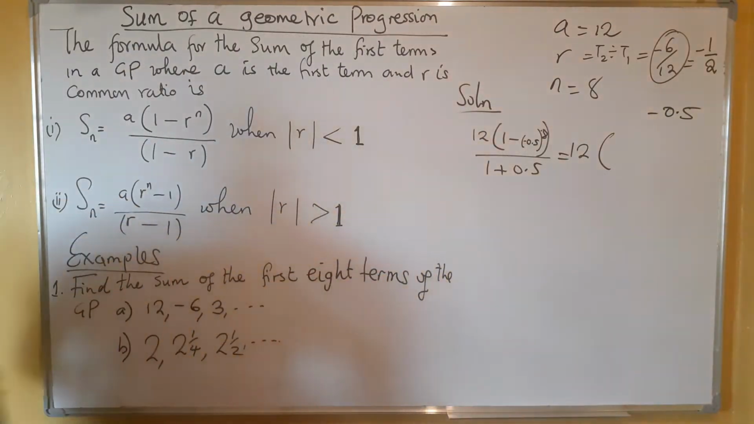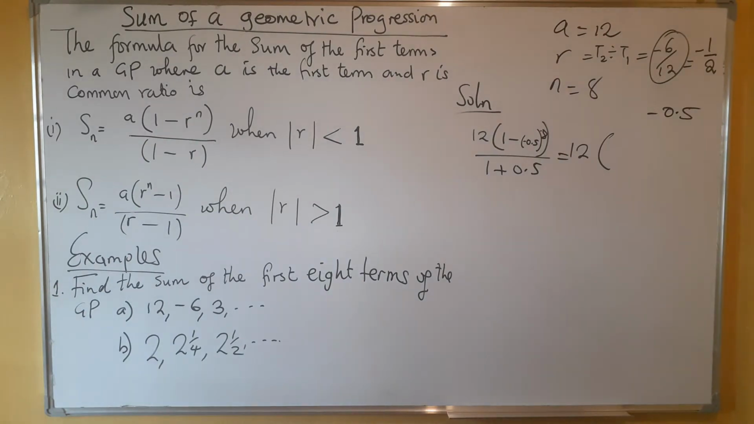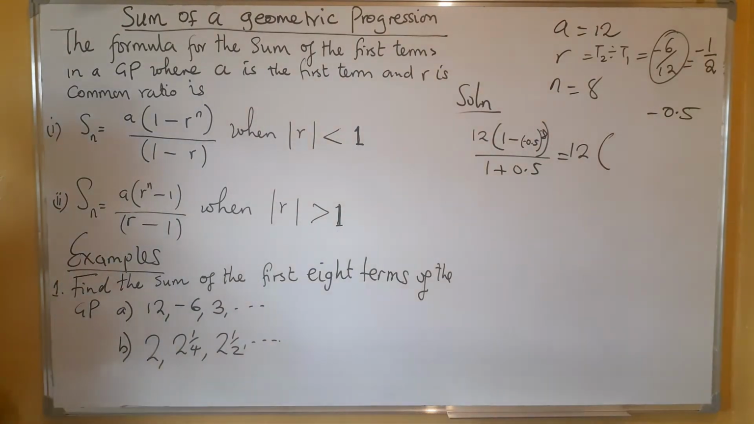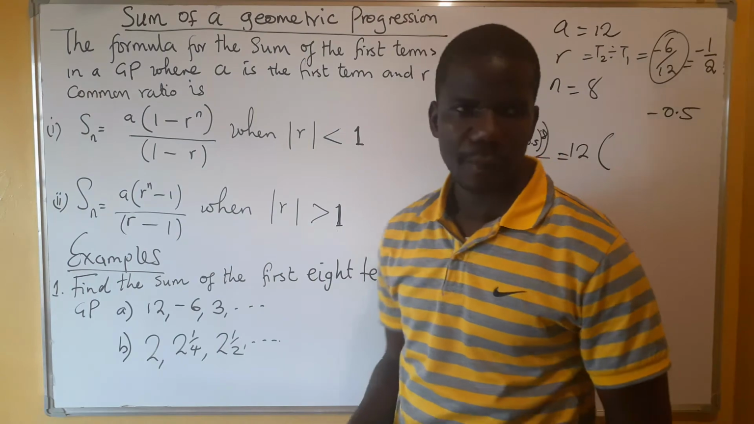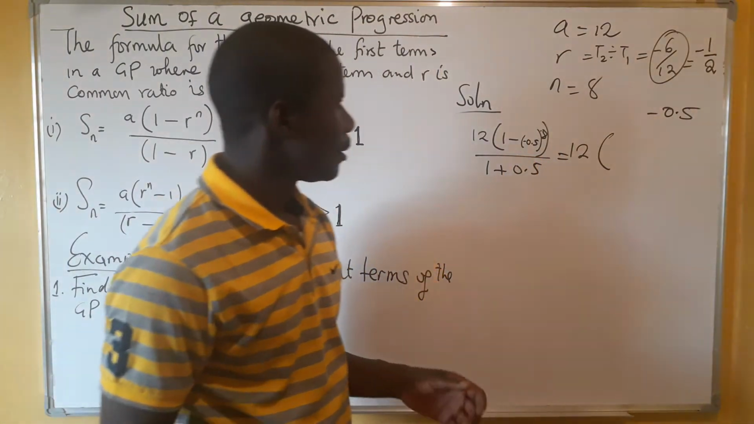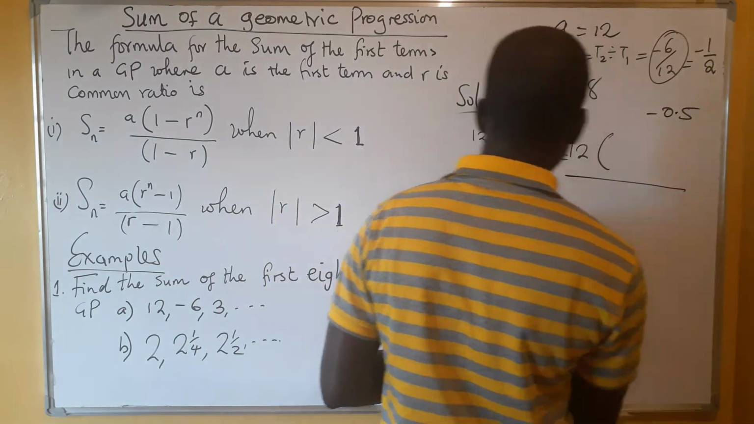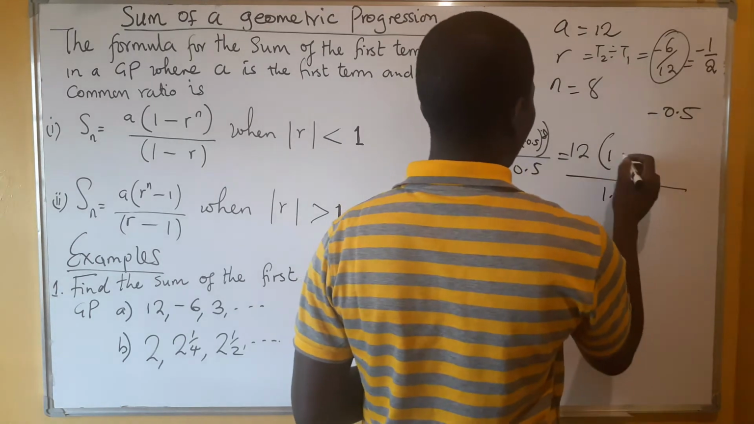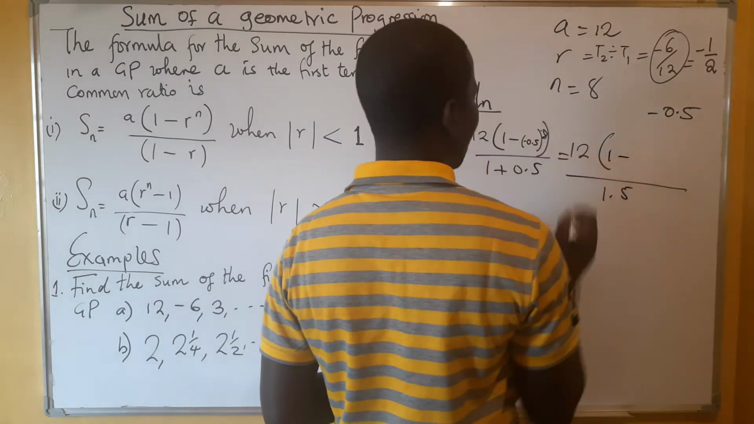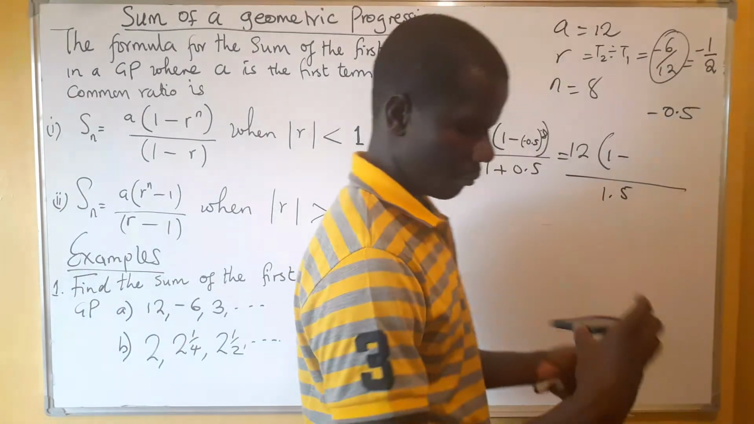Let me see if I can find a calculator on another phone. Put your password there, my friend, and open the calculator also for me. So we need to proceed now. Down here, this is going to be 1.5, and we're going to have 1 minus. I want to simplify this part and see what we're going to get.